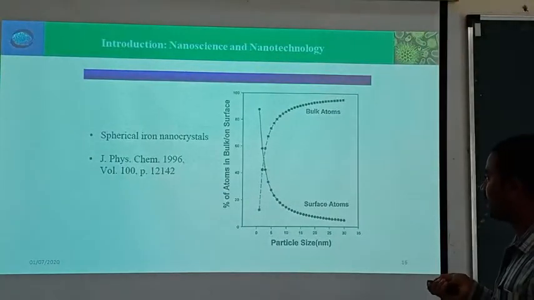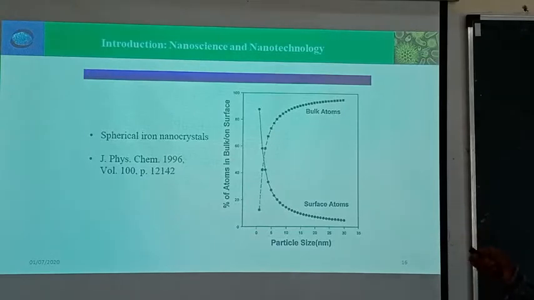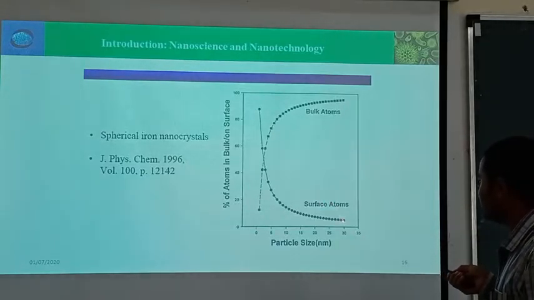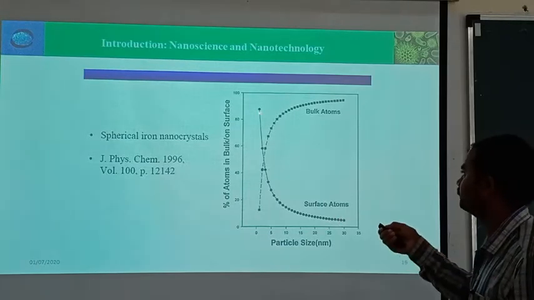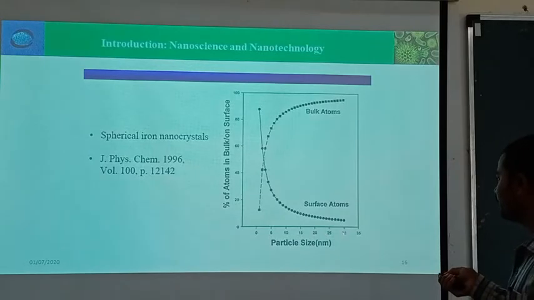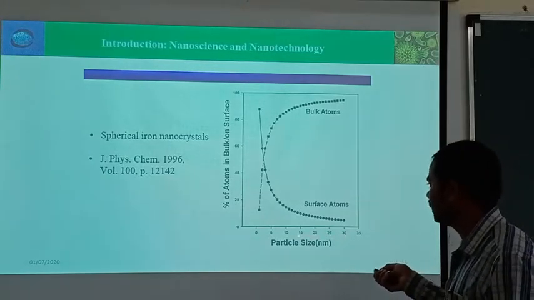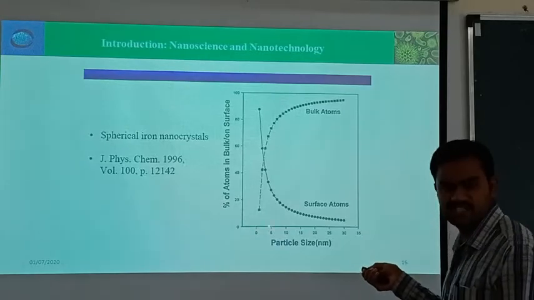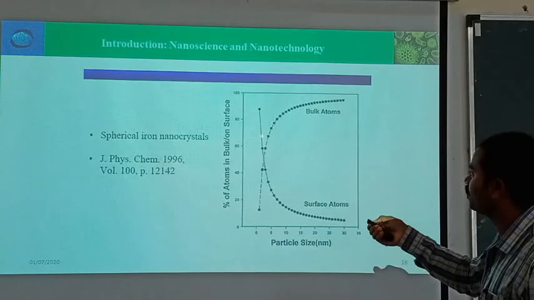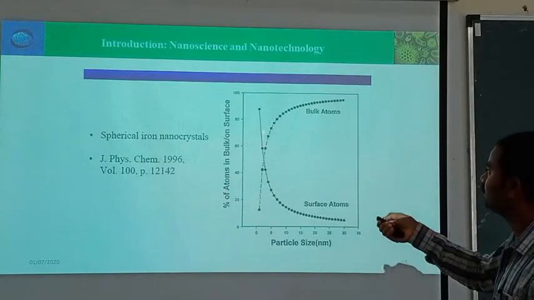Now, what happens with particle size and the percent of atoms in bulk or on the surface? When you decrease the particle size, you find a tremendous increase in the surface atoms. Here is the scale. When the particle size is in the nanometric range, going below 30 nanometers, for example in the range of 0 to 6 nanometers, you will find most of the atoms present on the surface. So the percent of atoms on the surface is more.